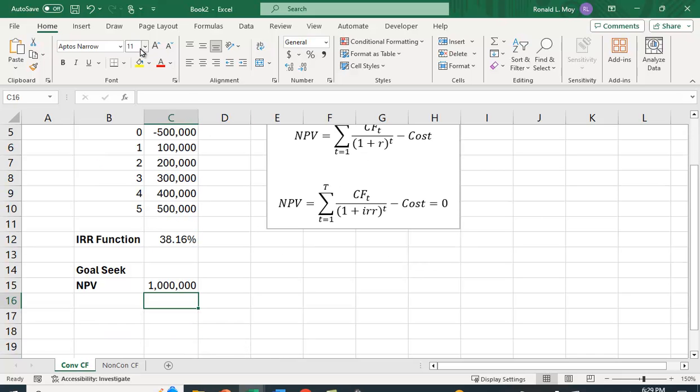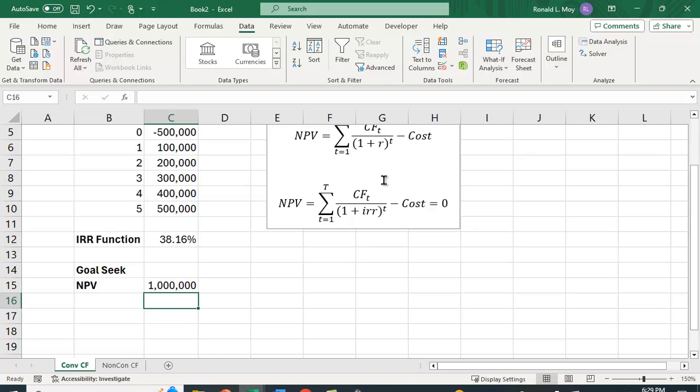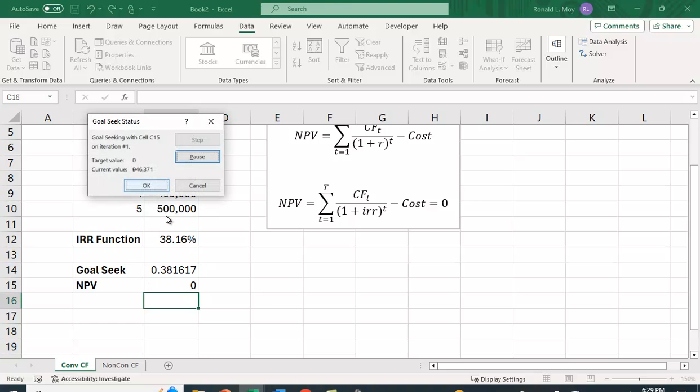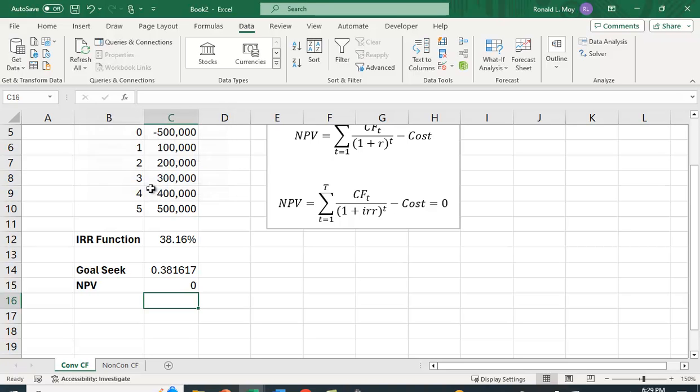To get GoalSeek, we go to Data and then What-If Analysis, and GoalSeek is one of the choices. So we want to set this cell here, C15, equal to zero, because this is what we're trying to get. And we want to get that by changing the interest rate, which is right here. And if we hit OK, hopefully it's going to give us the same answer. And sure enough, it does.